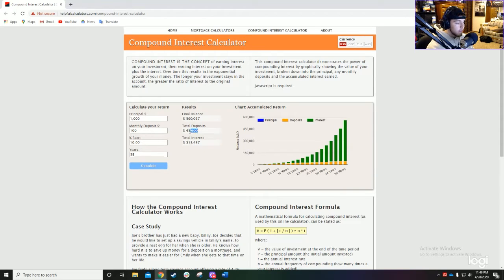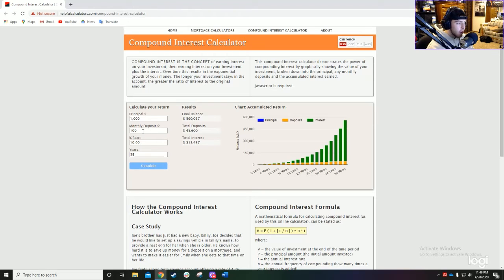$45,000, 45 and a half roughly, has made me $500,000. Again, assuming that this rate holds, if this is true, then this account is worth 560 grand. And I only put in 45 grand.